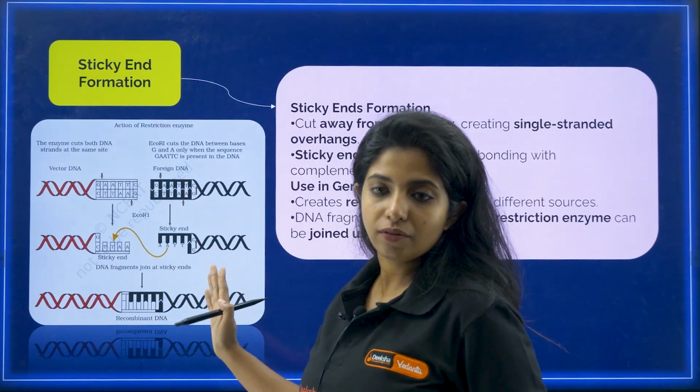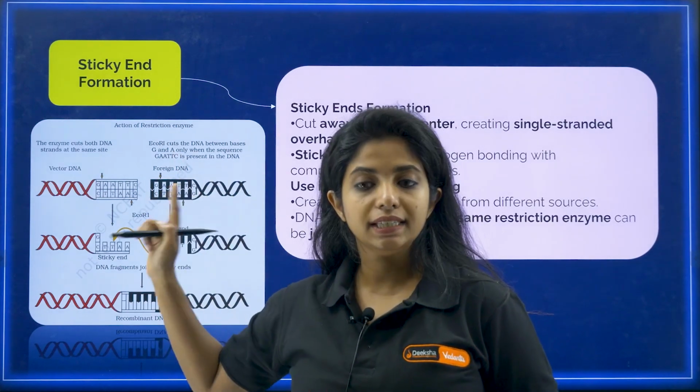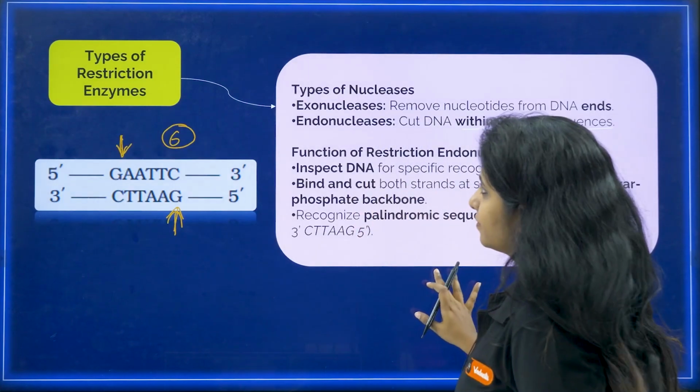Okay, please remember the EcoR1 site, 6 base pairs are there, 5' GAATTC. I hope that works.